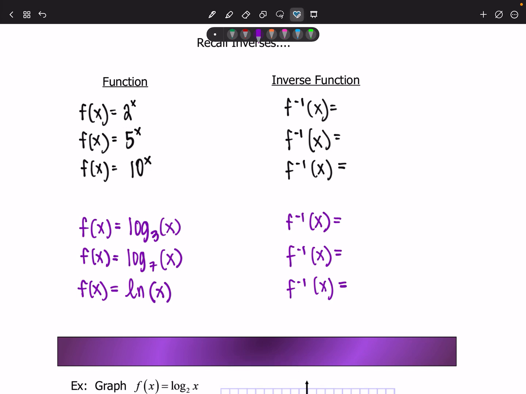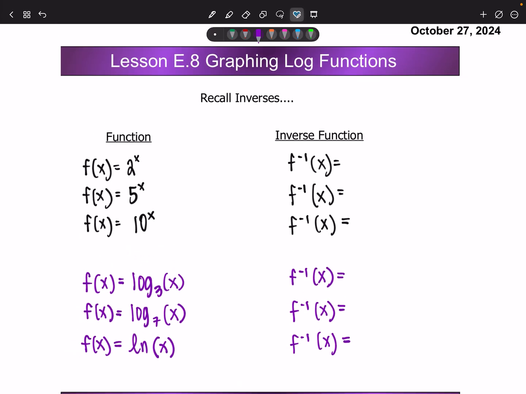We are going to graph log functions. And first we need to recall inverses. So we have functions over here. f of x equals 2 to the x, f of x equals 5 to the x, f of x equals 10 to the x. All of these are exponential functions.